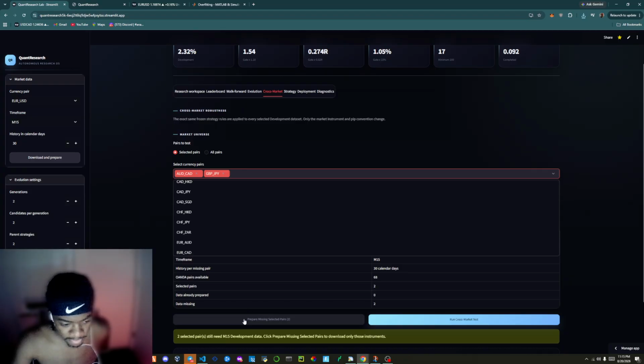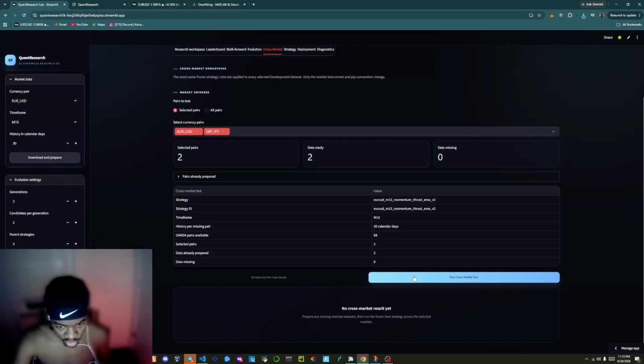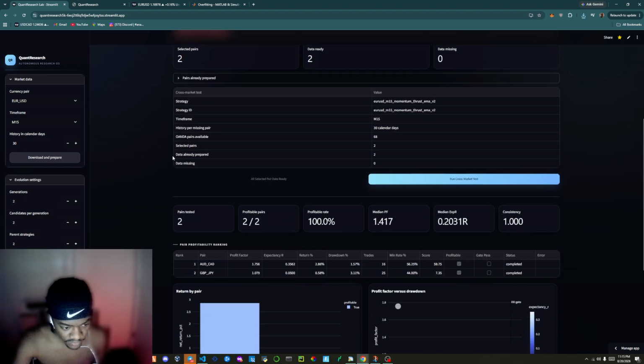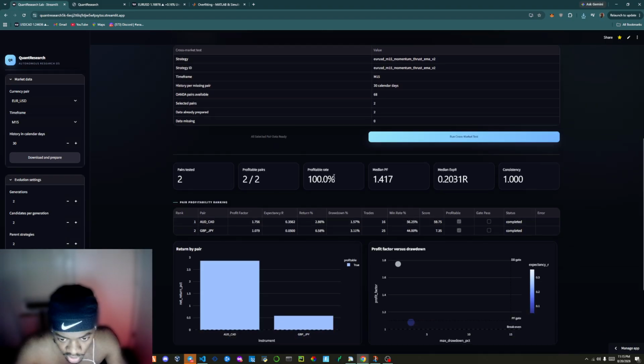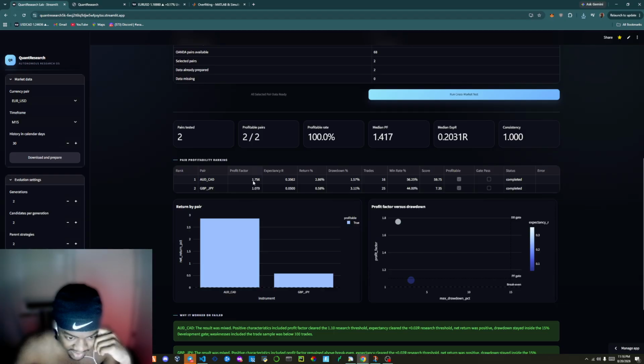And what we can do is prepare those data sets of AUD/CAD and GBP/JPY. Once those data sets are ready, we can test our strategy that we just came up with on those pairs as well. And you can see here, these are 100% profitable. The median profit factor is 1.4. This is crazy because this is the most profitable strategy I've seen so far. So AUD/CAD is 1.7 profit factor, expectancy of 0.35, the return was 2.86, max drawdown 1.57 over 16 trades, win rate 56%.